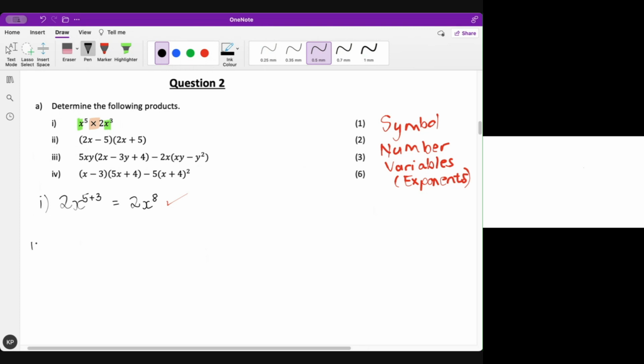Now let's take a look at number 3. Everybody voted for number 3, so it's a popular one. So that's 5xy(2x minus 3y, plus 4) minus 2x(xy minus y squared).